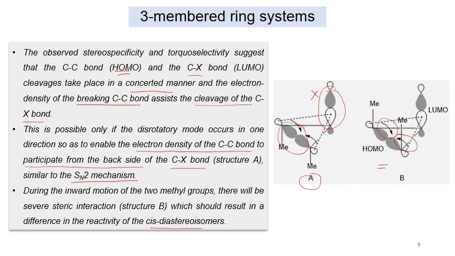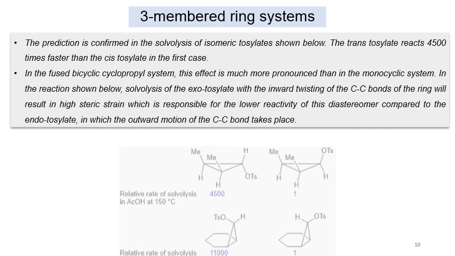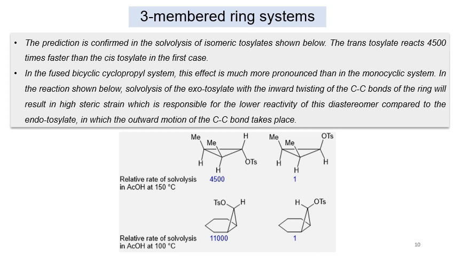Can we quantify this? Yes, we can quantify this. Let us see some examples. Suppose we see the reaction of these particular tosylates in the first case. The trans tosylate reacts 4500 times faster than the cis tosylate. Obviously, we are seeing the reactivity difference where this particular bond is now assisting the cleavage of this particular bond. And we are seeing here that the disrotatory ring opening is assisting the cleavage of the C-O tosylate bond.